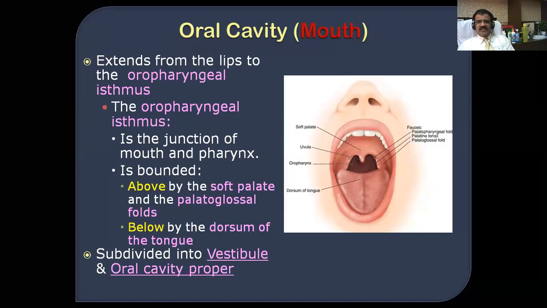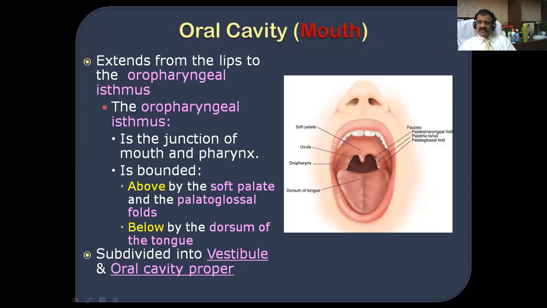Okay. Now what is the oral cavity? In short, oral cavity means mouth. You can see in this image. It extends from the lips to the oropharyngeal isthmus, because after that the pharynx starts. The oropharyngeal isthmus is the junction of mouth and pharynx.